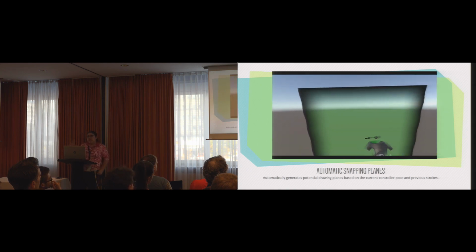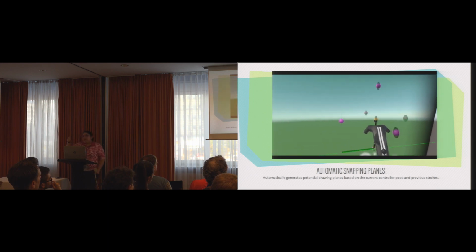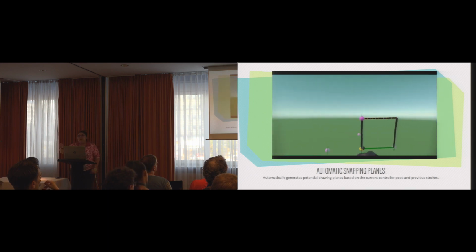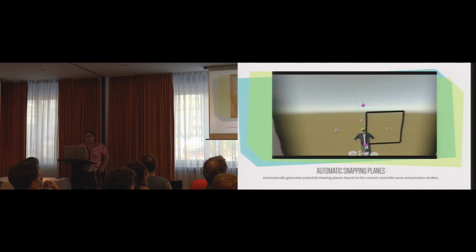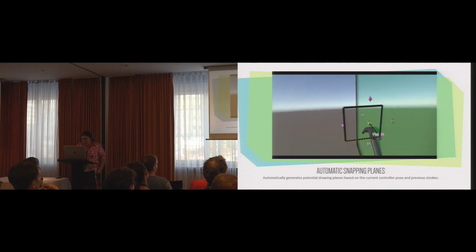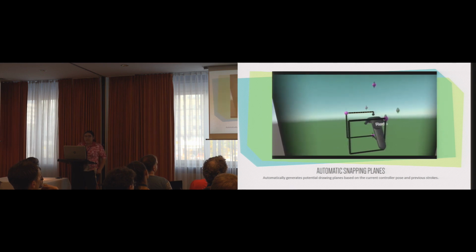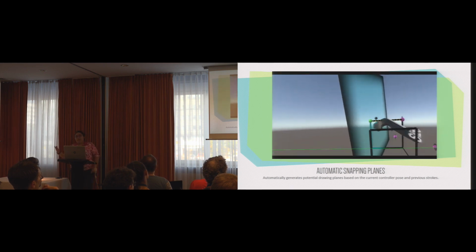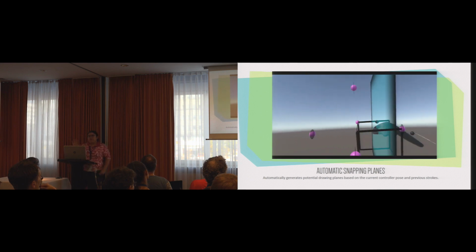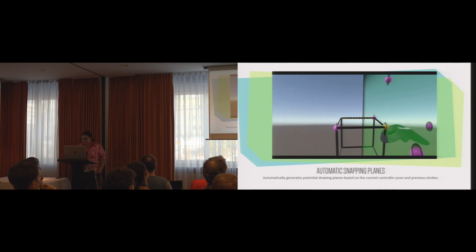And how can users control the planes? Basically the planes are on the user controller, and when they rotate their controller, the planes change. And yes, when the user is not drawing is when the plane changes, but when the user is drawing, the plane stays static, so as not to confuse users.